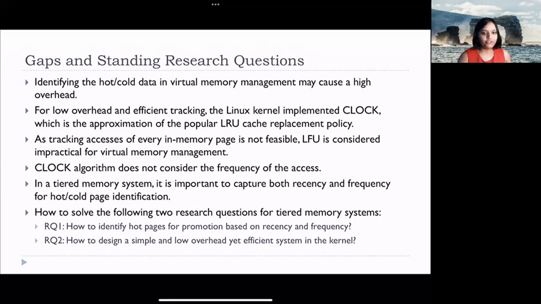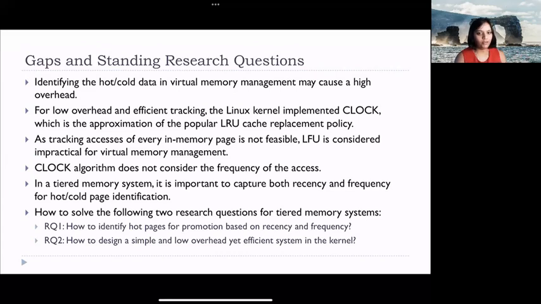For low overhead and efficient tracking, the Linux kernel implemented clock. This tracking of which page is important is also a key question applicable in caching mechanisms as well, right? Because there we would want to prefetch, or we would want to fetch the data that is more important into a faster caching tier.